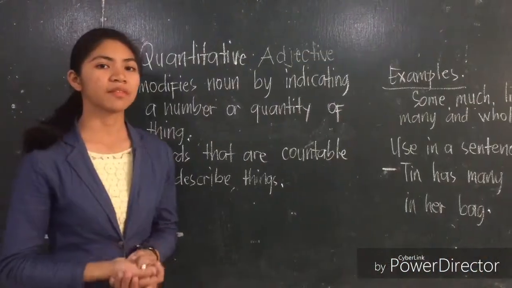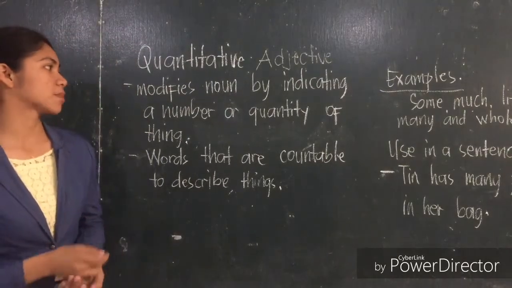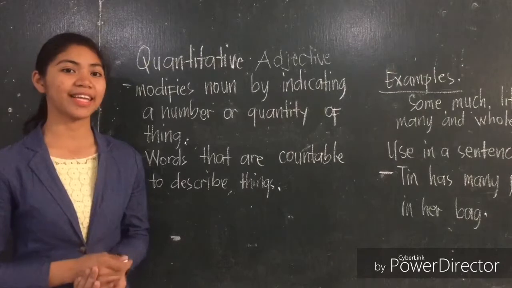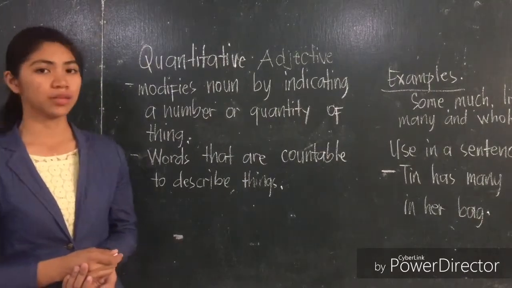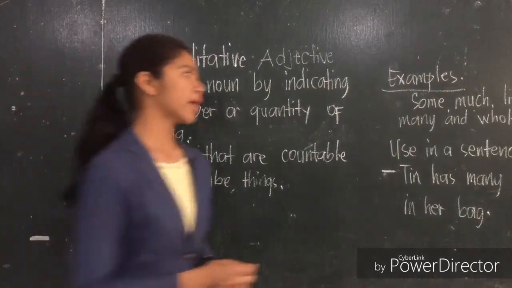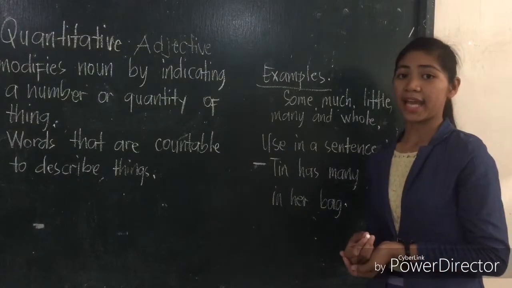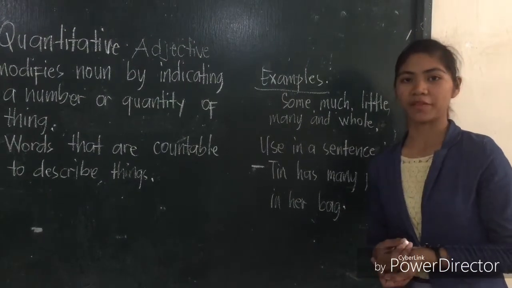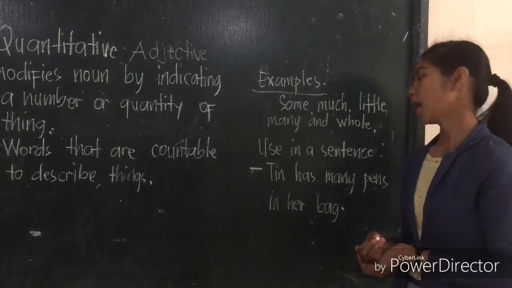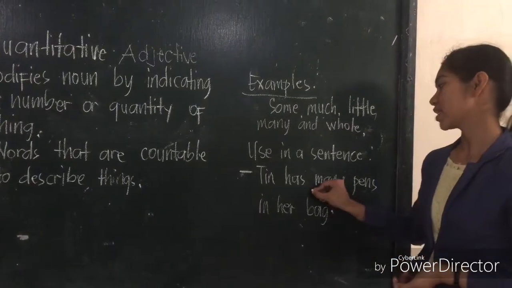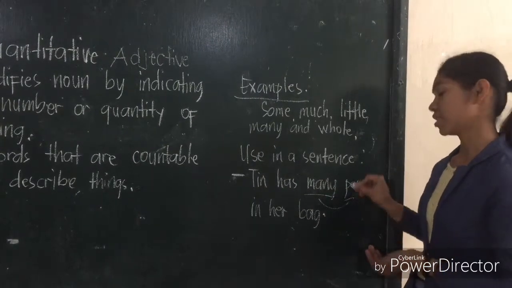So the other type of adjective is quantitative adjective. A quantitative adjective modifies a noun by indicating a number or quantity of things. It also describes things that are countable. For example, some, much, little, many, and whole. Quantitative adjective used in a sentence: Tin has many pens in her bag. Our quantitative adjective in the sentence is many because it modifies pens.